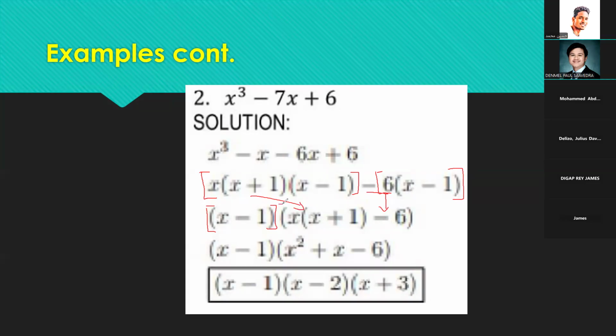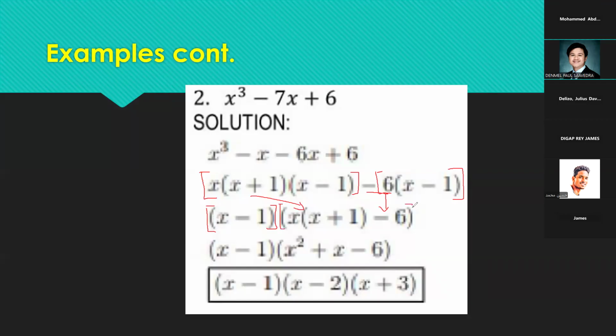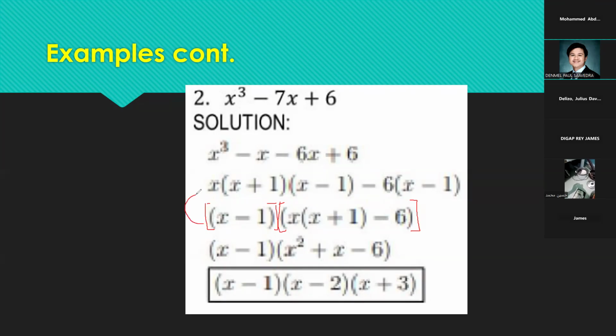Okay? All right. So let me just place a bracket in here so that it's more understandable. There you go. So the same thing, if we multiply everything to each other, you will go back here.